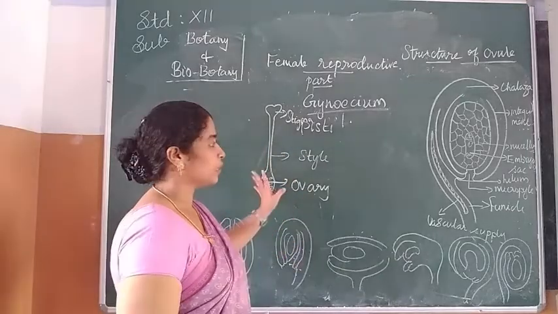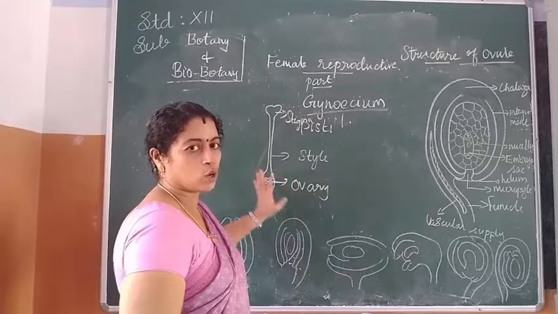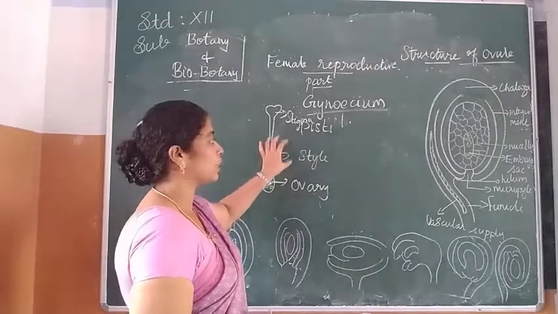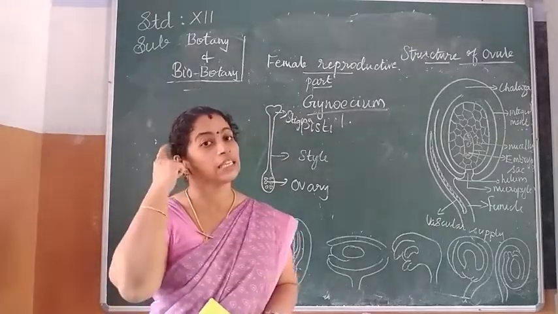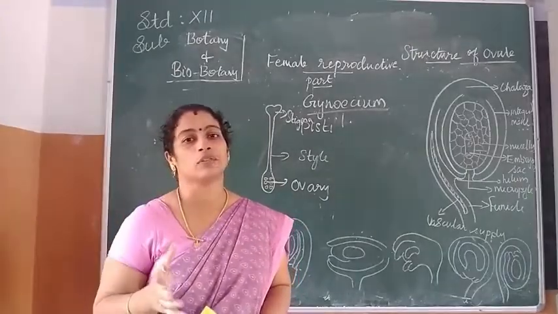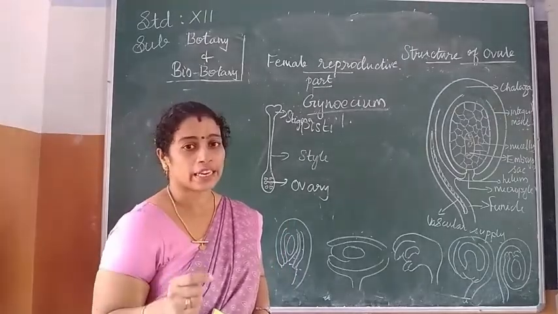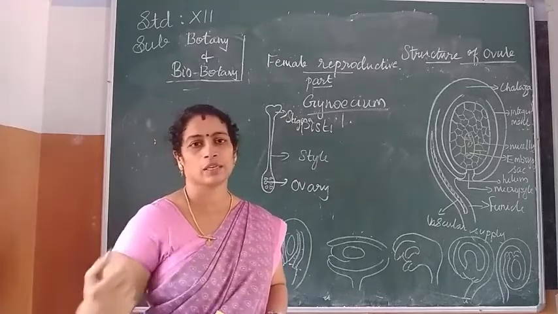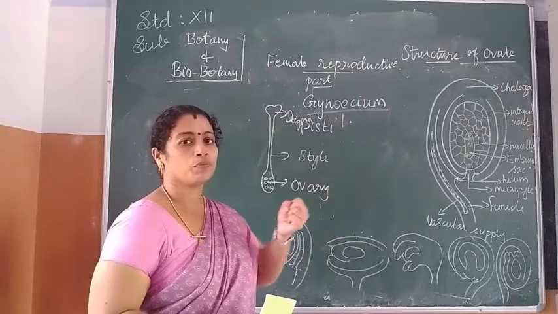So the gynoecium is the female part of the flower. It consists of three parts: ovary, style and stigma. The ovary is the place where the ovules are embedded; the style is the slender part, and the stigma is the tip portion of the pistil, the accepting part. It will accept the pollen grains during pollination, and fertilization and reproduction take place through this acceptance of pollen grains.